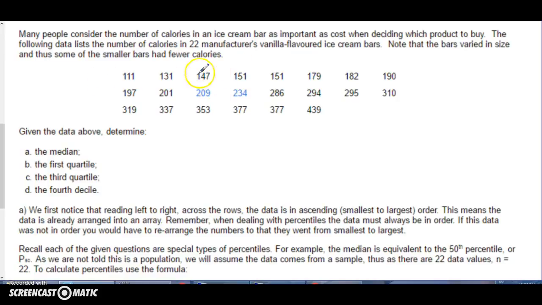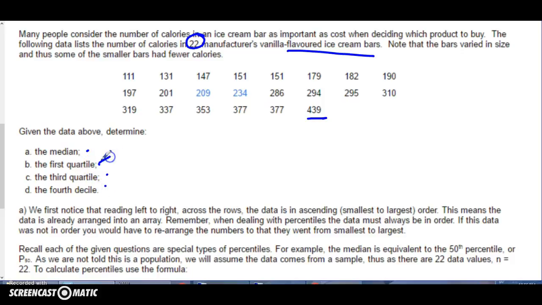So here's the deal. Many people consider the number of calories in an ice cream bar. Here's a bunch of 22 different ice cream bars, and here are the calories that they have. We ranked them from least caloric to most caloric. 111 calories is the one with the least amount of calories, and 439 is the one with the most. Then we're going to ask some questions. Where's the median? What's the first quartile, the third quartile, and the fourth decile?